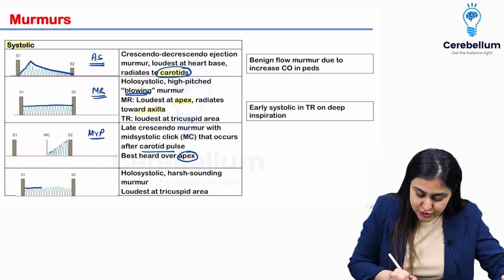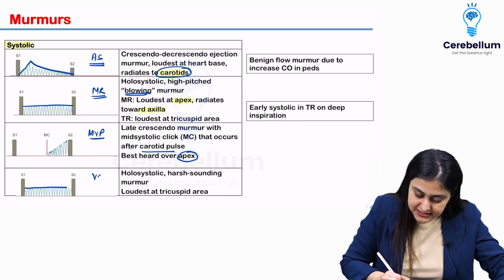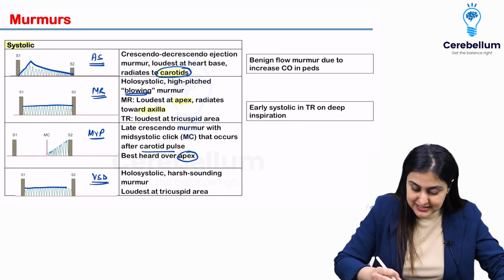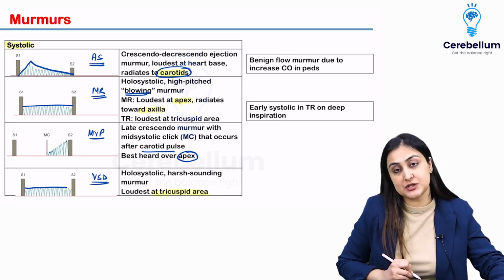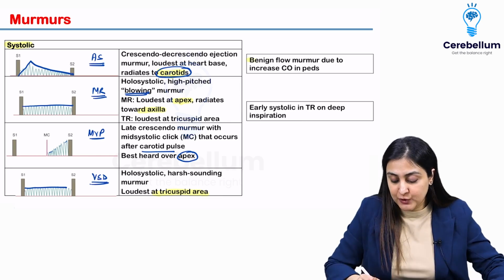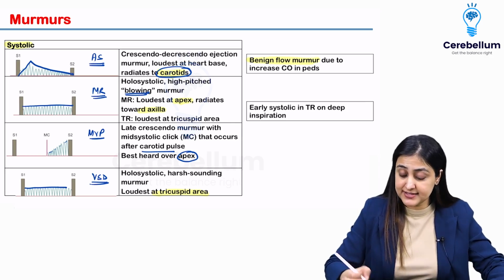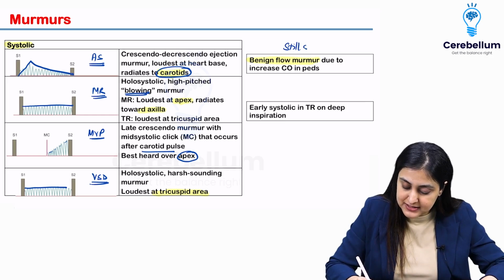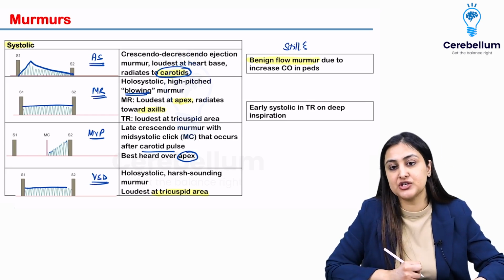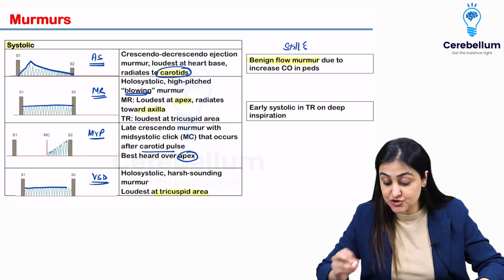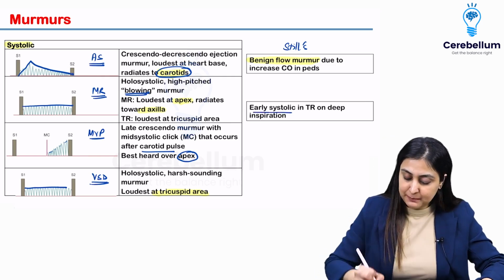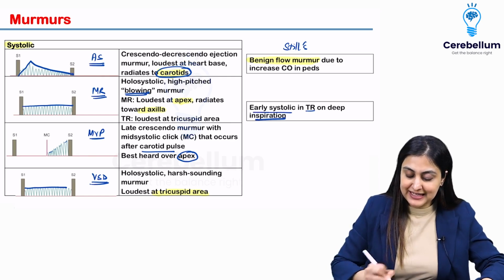Then, a holosystolic murmur with a congenital heart disease, this is VSD, alright? So the VSD murmur is best heard at the tricuspid area. This is something interesting. Now, two named systolic murmurs: a benign flow murmur due to increased cardiac output in pediatrics is known as the Still's murmur. So this is a physiological murmur that is seen in children. The sign is an early systolic peak in tricuspid regurgitation or deep inspiration.